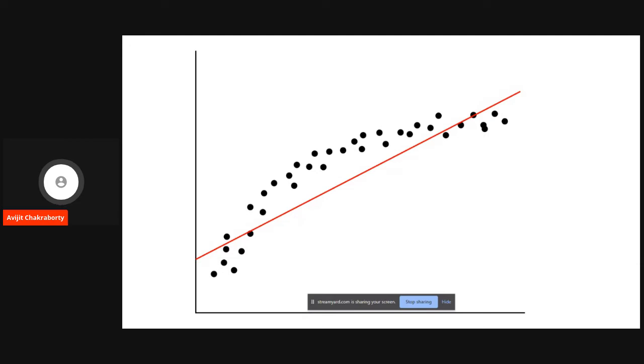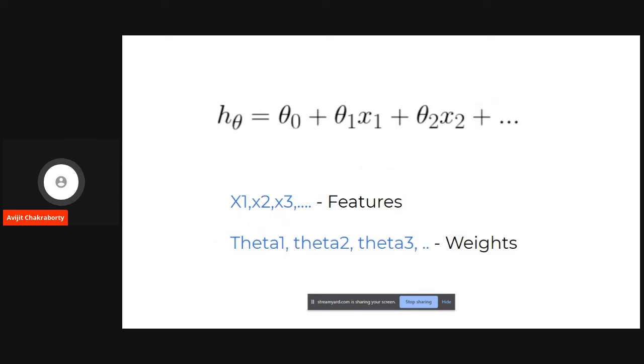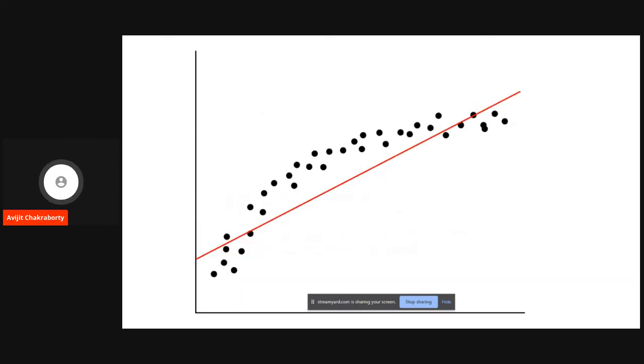Now what does h theta mean? h theta gives us a straight line, because it is a linear function. Machine learning models like linear regression give us a straight line which fits our particular data set. These data points are plotted based on the features and the feature values that we have.